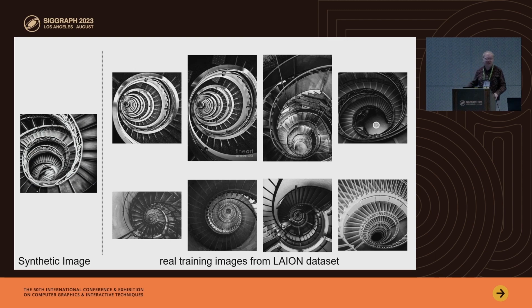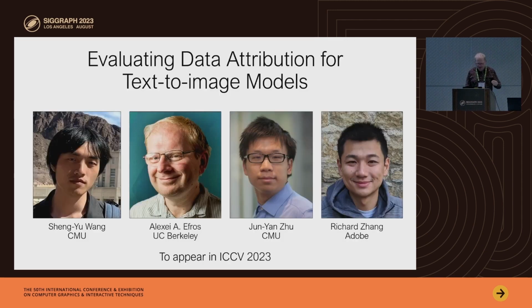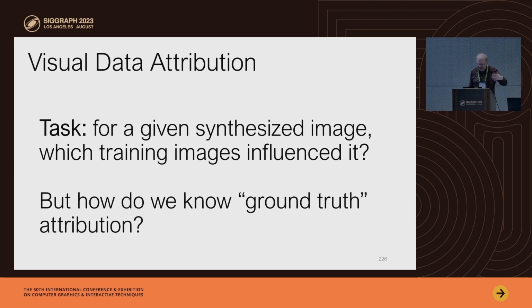In fact, this is something that we were wondering about for a while, and we have a new paper coming up at ICCV this year on trying to see, for a given synthetic image, what are the images in the training set that are most responsible. So the task is, given a synthetic image, which training images influence it the most, okay? The main problem with this task is, how do you even know when you're right? How do you know the ground truth?